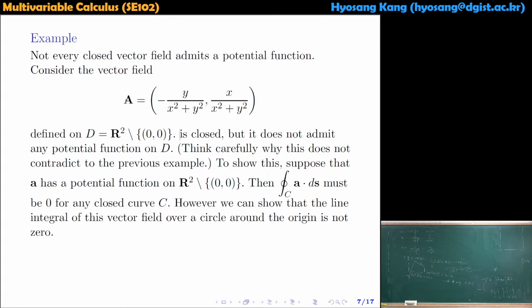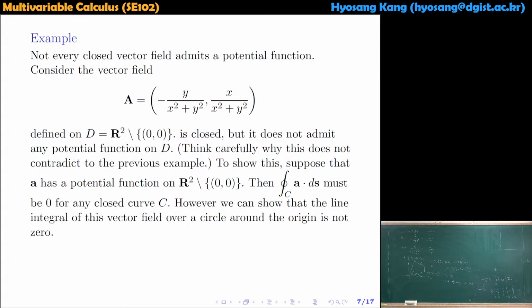Now think about this vector field. It's closed, right? Why? Because if you take the partial derivative of this part by x, and then take the partial derivative of this part by y, and then subtract each other, you get 0, okay? Now, it's closed, but it does not have a potential function, okay?